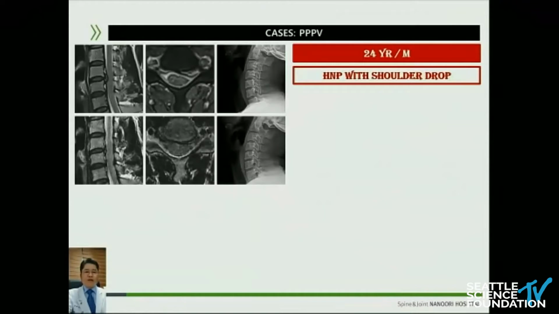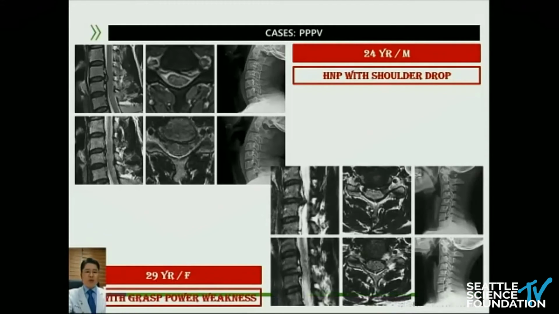This patient is a 24-year-old male patient with severe radicular pain and shoulder drop. After partial pediculotomy and partial vertebrotomy, the patient's shoulder drop was completely improved and the pain was completely resolved. This patient is a 29-year-old female patient who came to our hospital with severe radicular pain and grasp power weakness. After partial pediculotomy and partial vertebrotomy, the grasp power weakness and pain were completely resolved.